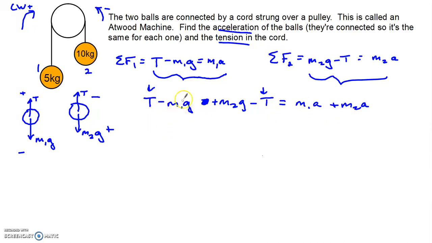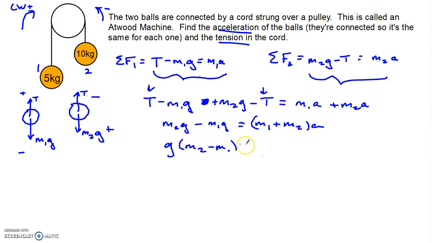And I want a positive thing first. So I'm going to say M2G minus M1G equals M1 plus M2 A. And I should have factored that G out already. M2 minus M1. Okay, to solve for A, we divide both sides by M1 plus M2.